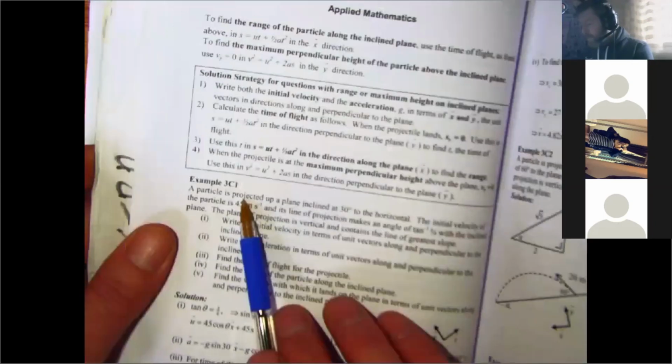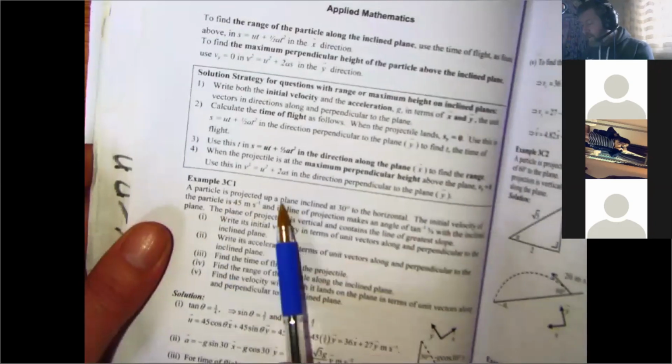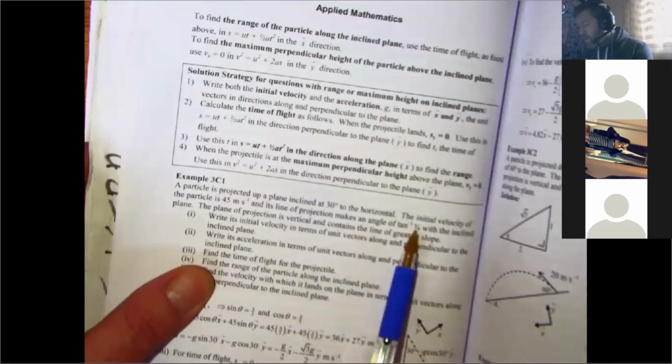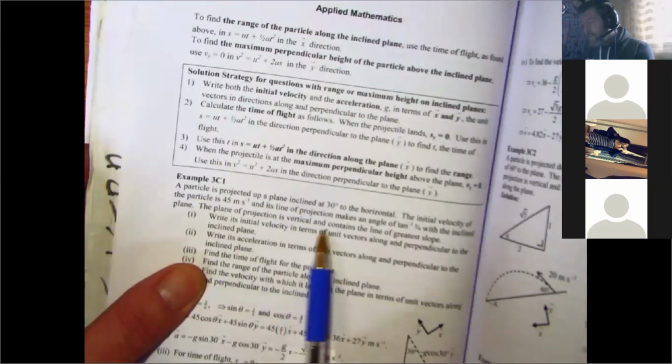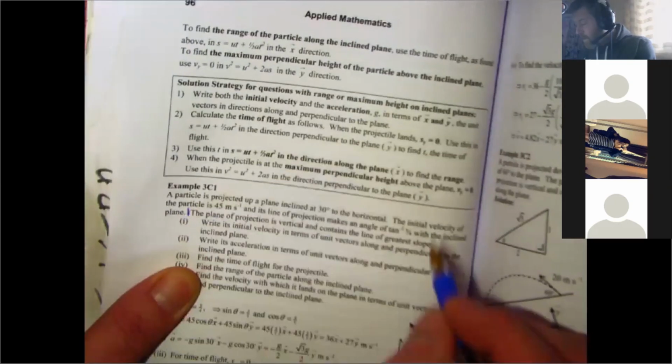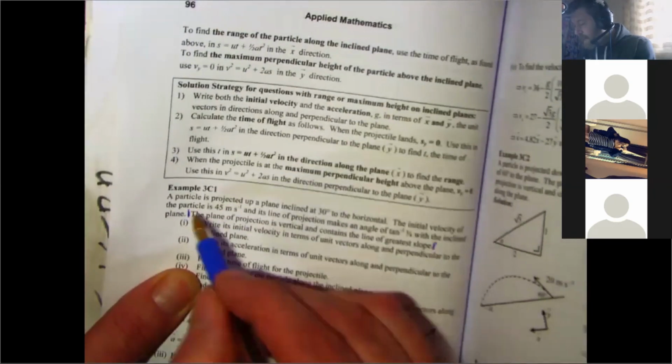Example 3C1. A particle is projected up a plane inclined 30 degrees to the horizontal. The initial velocity of the particle is 45 meters per second. The line of projection makes an angle of tan inverse 3/4 with the inclined plane. The plane of projection is vertical and contains the line of greatest slope. This you will see all the time. This can be ignored.